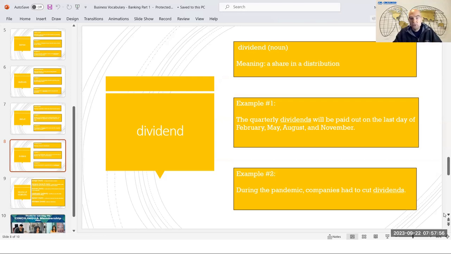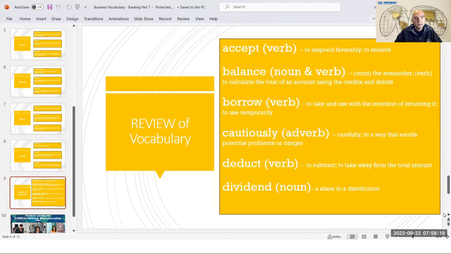Example sentence number 2, during the pandemic, companies had to reduce dividends, or had to eliminate dividends, as the case may be. During the pandemic, companies had to cut dividends. Okay, dividend is our word there.